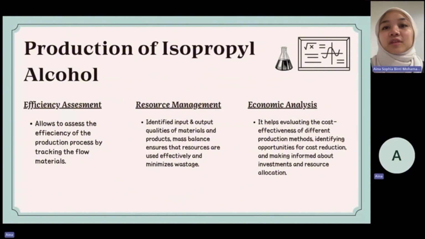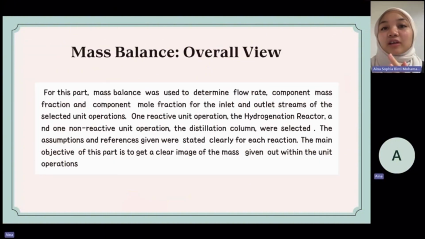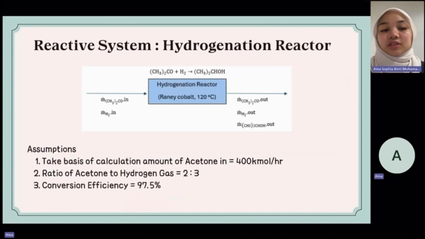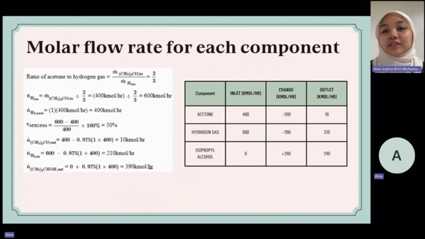In this section, we use mass balance to determine flow rates and compositions in the hydrogenation reactor and the distillation column. The assumptions will be made, and the objective is to understand mass flow within the unit operation. So we divide the mass balance into reactive and non-reactive system.